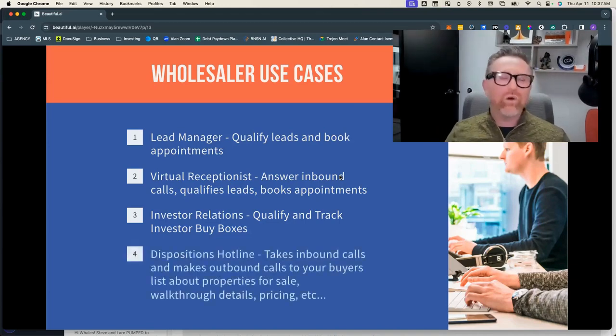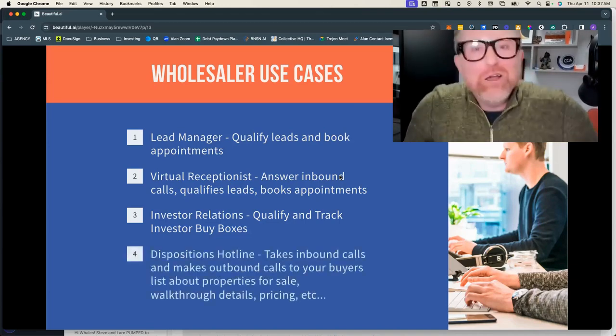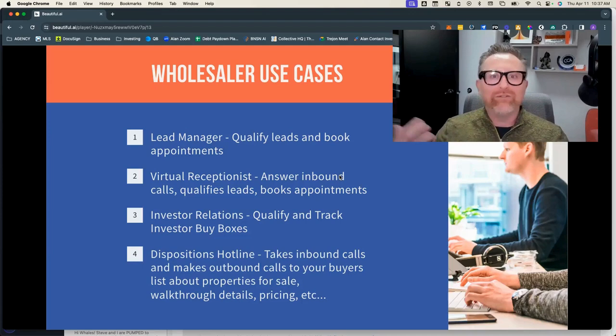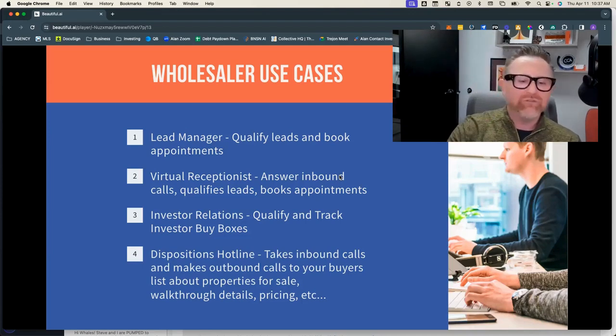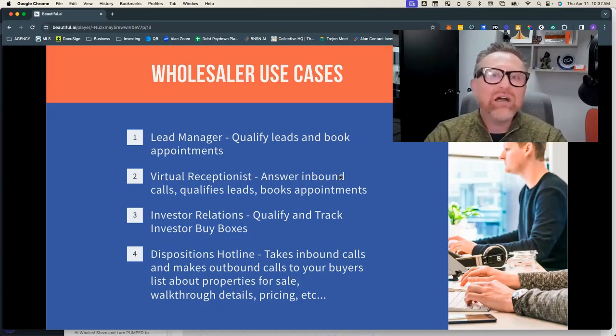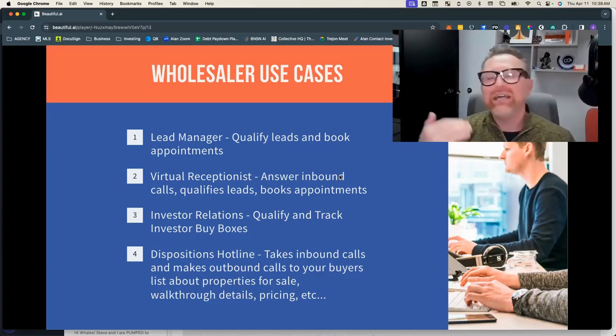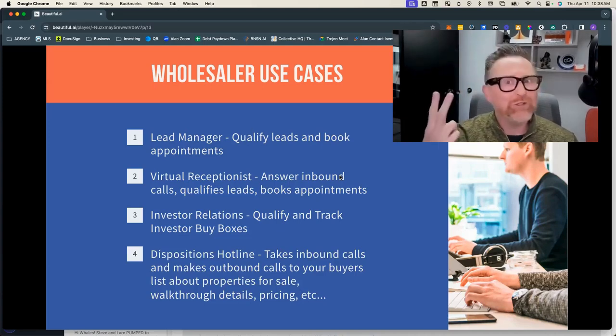Now, one of the most important things when it comes to wholesaling is dispositions, right? And there's always information that needs to be given out around dispositions. So it could be information about what the house is, how much is it going for, when is the walkthrough, probably the most important for a lot of people. So, instead of bogging down an in-person or real life human with all of that information, you can just put this into voice AI. So it can do one of two things, right?